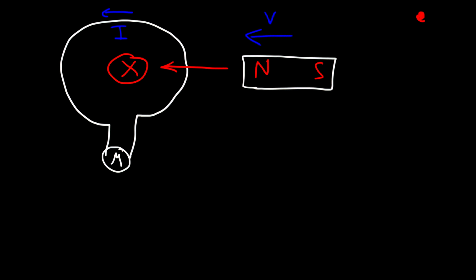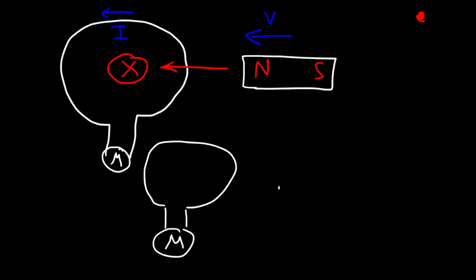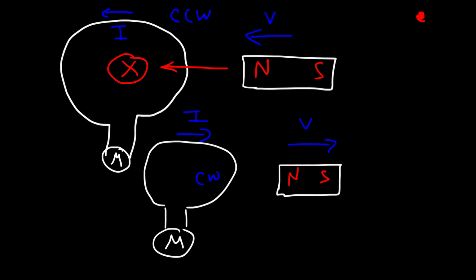Now what's going to happen if we have the same coil, but this time we move the magnet away from the coil? If we move it away from the coil, then the direction of the current will reverse. The current will no longer flow counterclockwise, but clockwise. So if you move the magnet into the coil, the current flows counterclockwise. If you move it away from the coil, it will change direction.